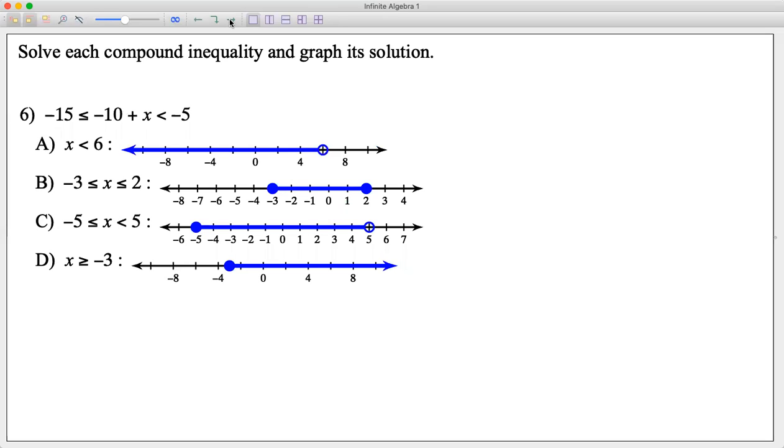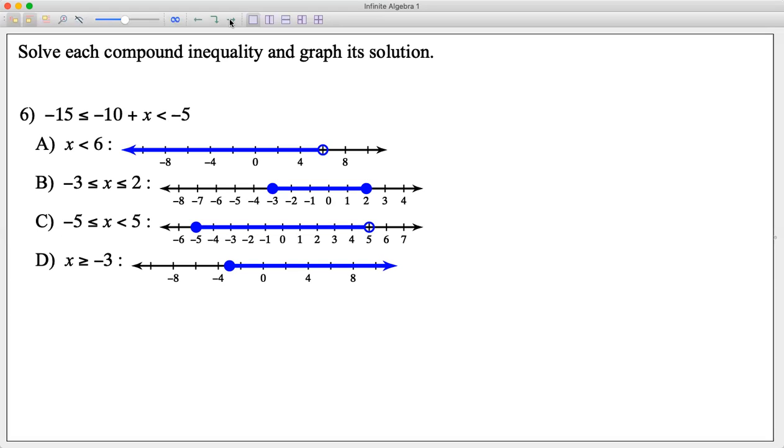Just so you know, both of these look like "and"s. The "or"s, you got two lines pointing away from each other, at least in Algebra 1. The "and"s, you got two dots shading in the middle. I already know it's one of these two. Okay, so let's do this. Step number one, you break up your "and." Remember doing this? Left side, right side.